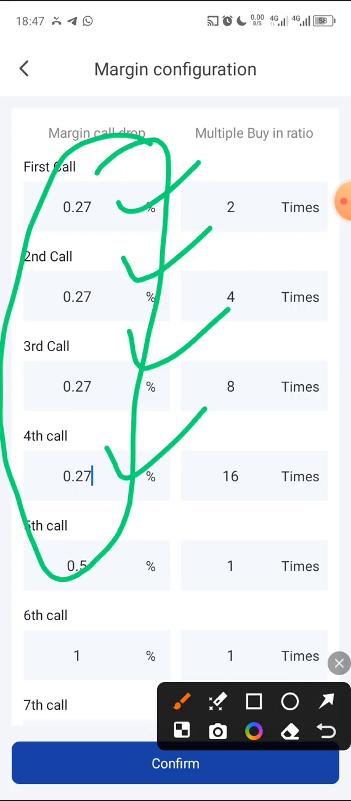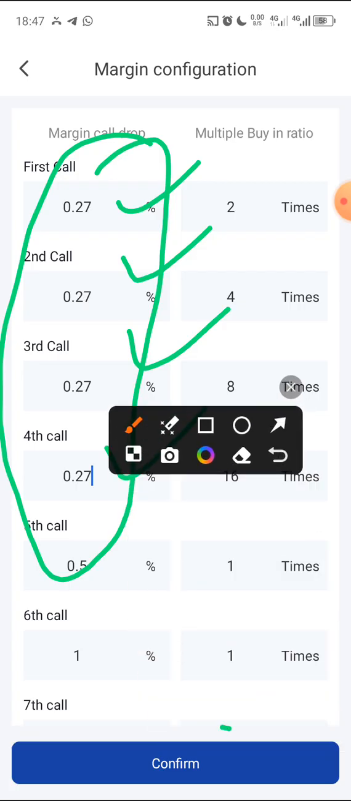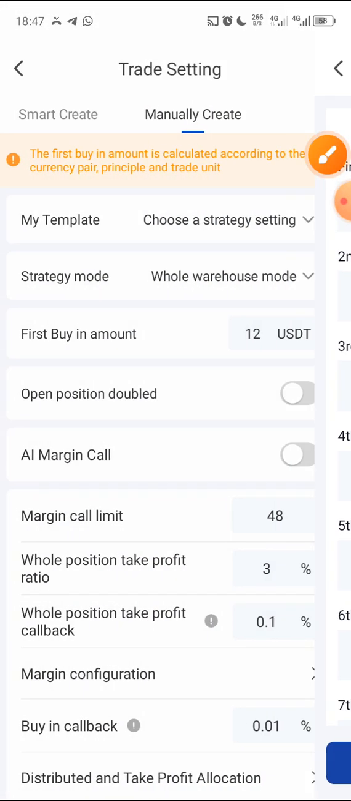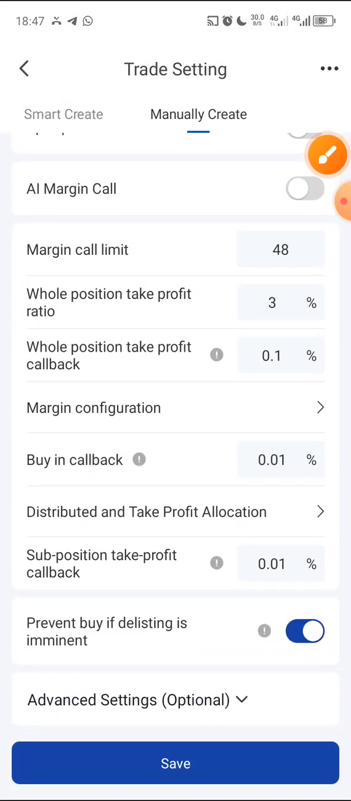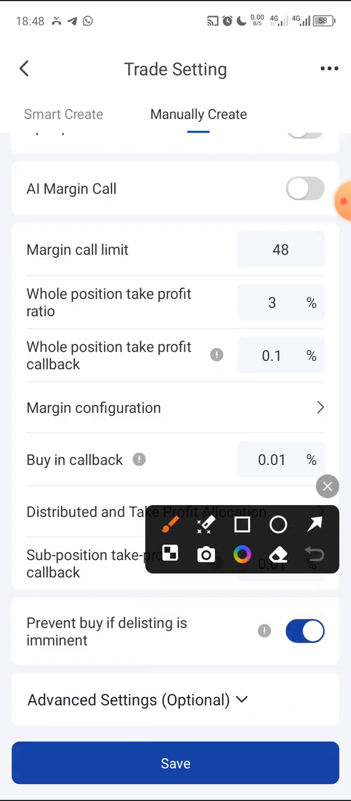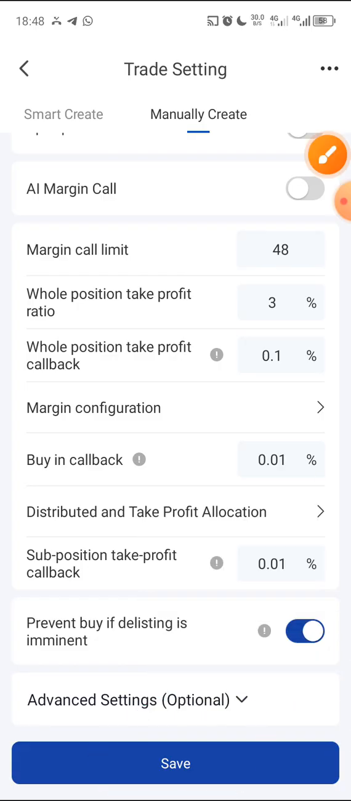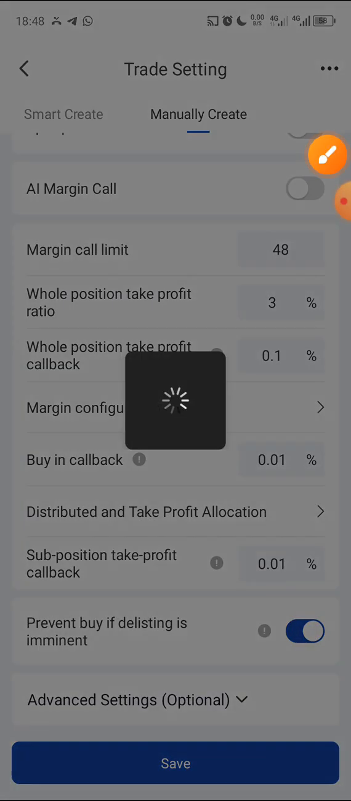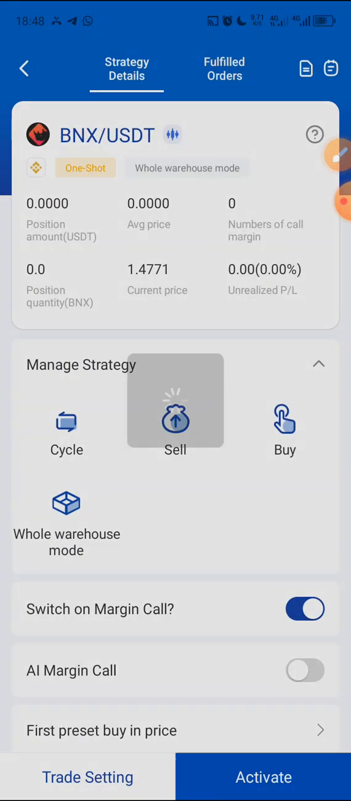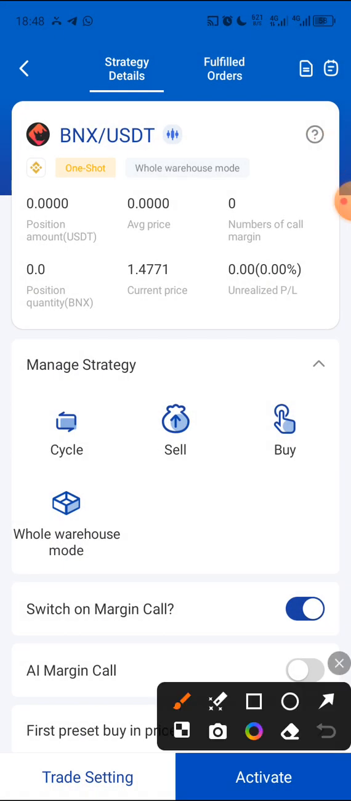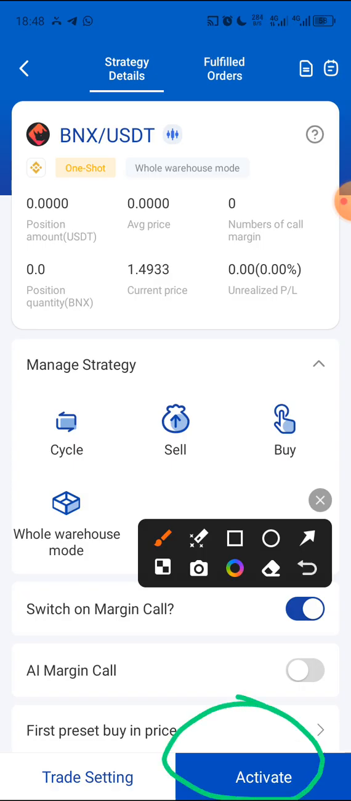So after setting that, then you click confirm. Okay, you confirm, you save. You confirm, then you activate. As simple as that.